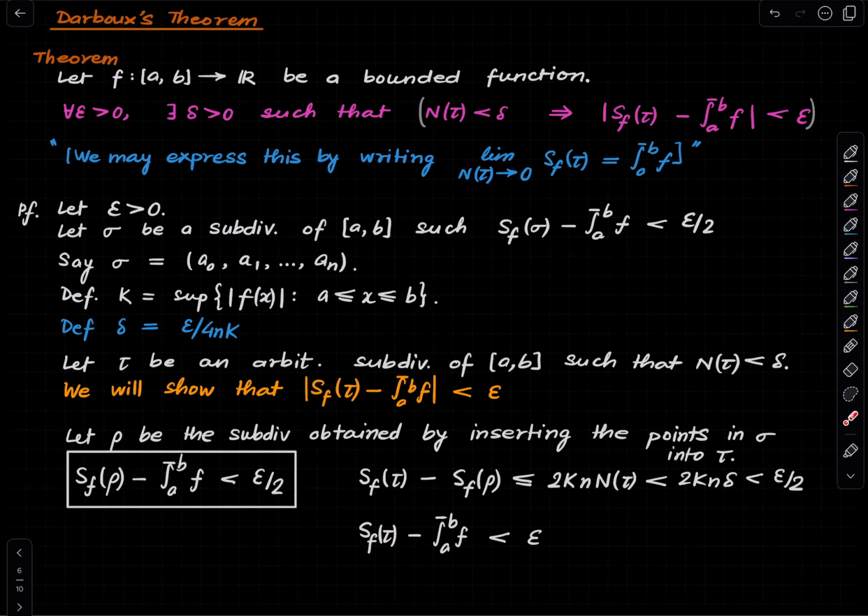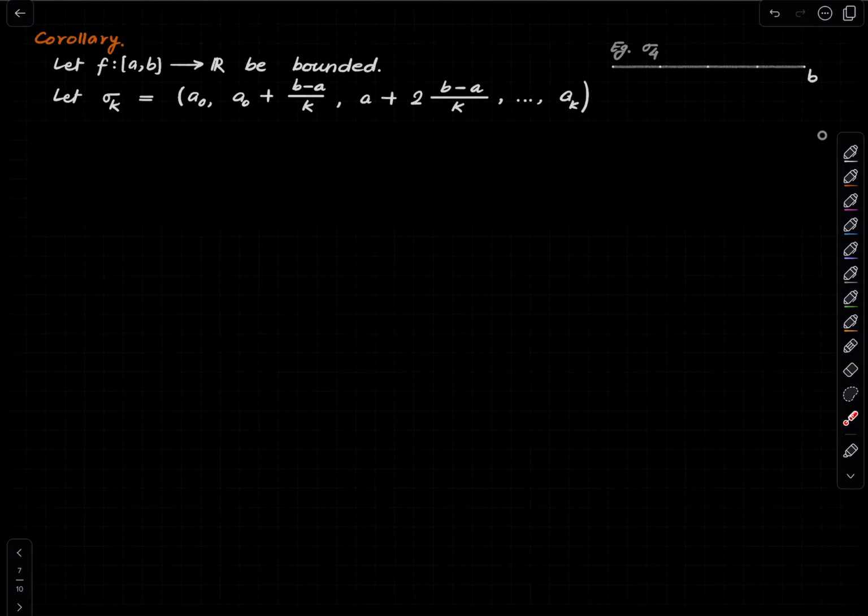And now we have this corollary that fix a bounded function, and suppose sigma k is the subdivision where the length of each part is the same. So you divide your interval into equal parts. So for instance, sigma 4 is obtained when all these 4 parts have equal length. What will be the length of each part? It will be b minus a by 4. The total length is b minus a, 4 equal parts, meaning each part has length b minus a by 4. So sigma k is defined as when you divide the interval into k equal parts. So the length of each part will be b minus a by k.